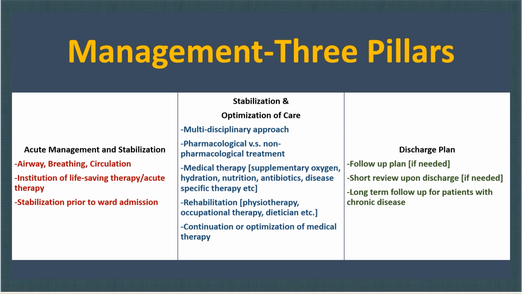During the stabilization or optimization of care phase, most of the time it will be a multidisciplinary approach, and we will focus on medical therapies like supplementary oxygen, hydration, nutrition, antibiotics, disease-specific therapy, etc., and also rehabilitation, for instance physiotherapy, occupational therapy, dietitian involvement, etc., and continuation or optimization of medical therapies. Last but not least, we will always talk about the discharge plan. Where would the patient be followed up? Would the patient need a short review upon discharge? And also long-term follow-up for patients with chronic diseases.